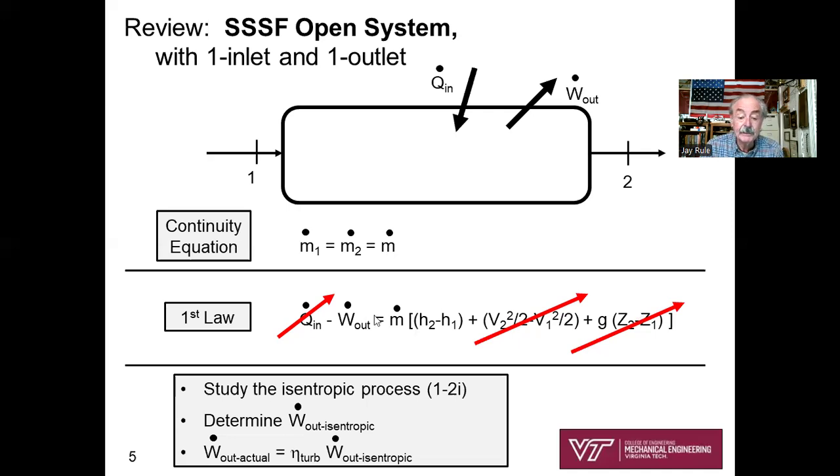So there's an interplay between the power produced and the enthalpy change. We'll study the isentropic process, 1 to 2i, determine W dot out isentropic, and then apply turbine efficiency 75% to get the actual output power, and we'll have the question answered, and we'll report back to our manager.